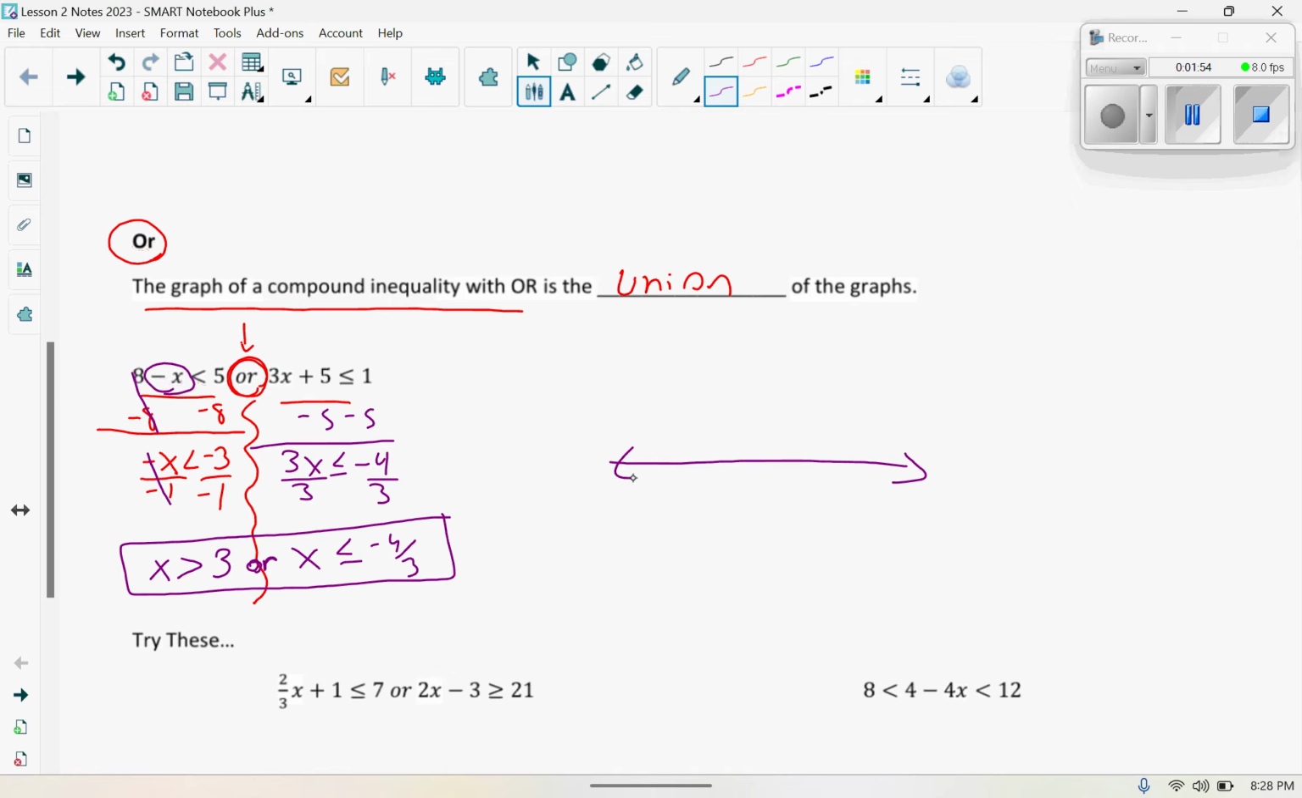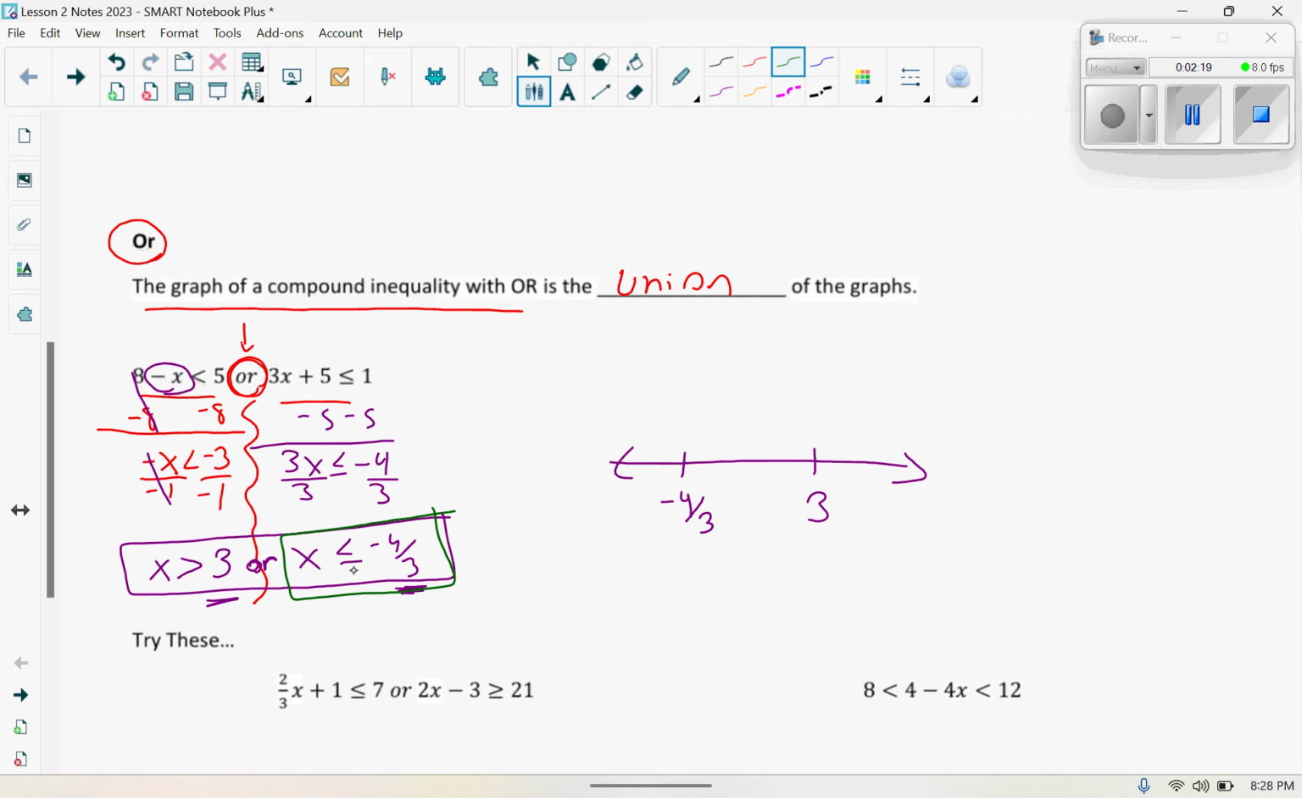Okay, so when we go to graph this, think about a number line. Which one of these is going to come first? Well, this one is smaller because it's negative. So I'm just going to put that -4/3 first, and then I'm going to put the 3 second. I'm going to graph these both on the same number line, but really they're two individual ones. So let's see what happens.